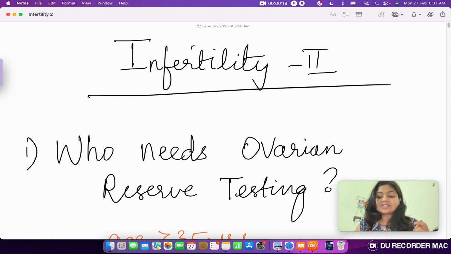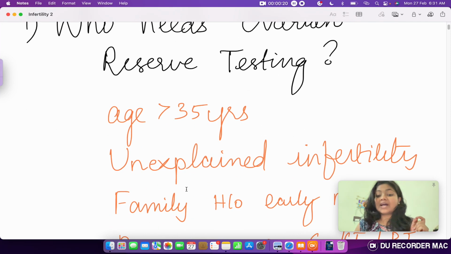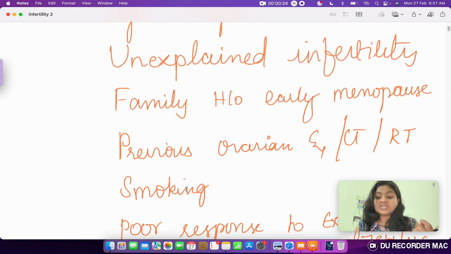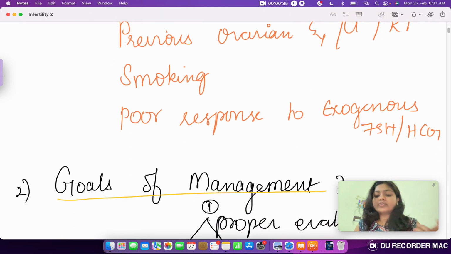So ovarian reserve testing is done for patients more than 25 years who have unexplained infertility, who have a family history of early menopause, previous ovarian surgery, oophorectomy, unilateral oophorectomy, ovarian drilling, or who have undergone chemotherapy for lymphoma, radiotherapy for some other cancers, have a history of smoking, or poor response to exogenous gonadotropins.